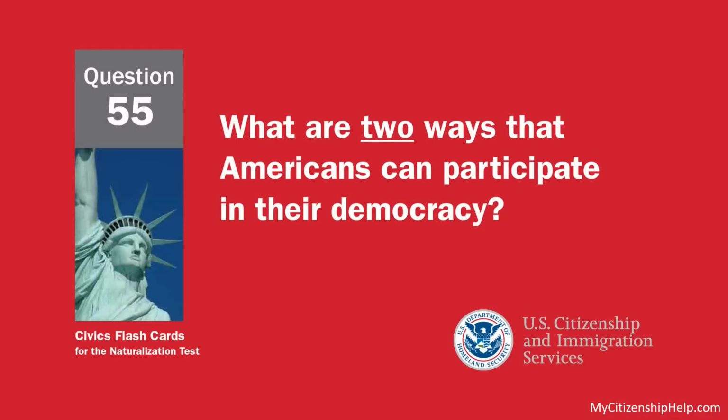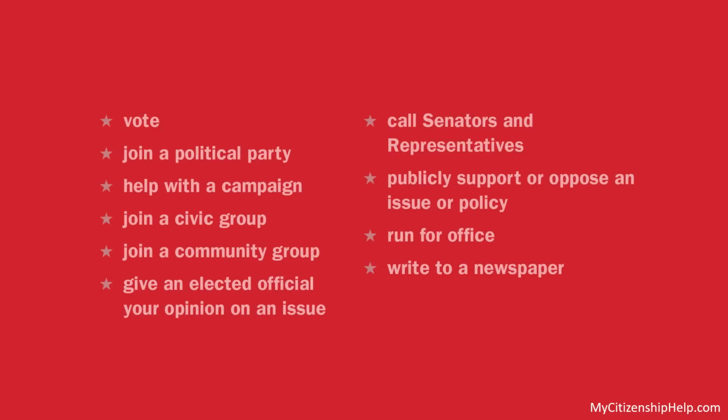What are two ways that Americans can participate in their democracy? Vote. Join a political party. Help with a campaign. Join a civic group. Join a community group. Give an elected official your opinion on an issue. Senators and representatives. Publicly support or oppose an issue or policy. Run for office. Write to a newspaper.